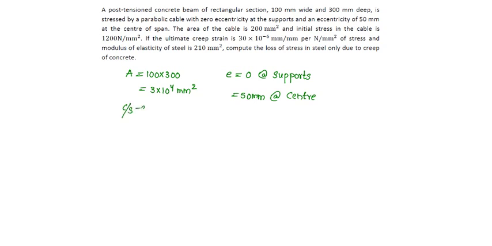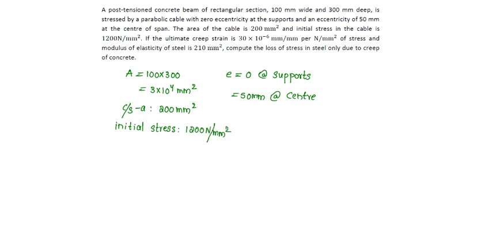Given a rectangular concrete beam that is 100 mm wide and 300 mm deep, the total cross-section area will be 3 × 10^4 mm². It has a parabolic cable with an eccentricity of 0 at the supports and an eccentricity of 50 mm at the center of the span. The cross-section area of each cable is given as 200 mm², and the initial stress in the cable is given as 1200 N/mm².